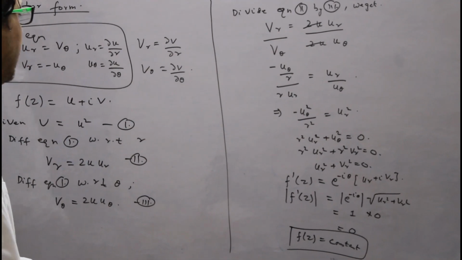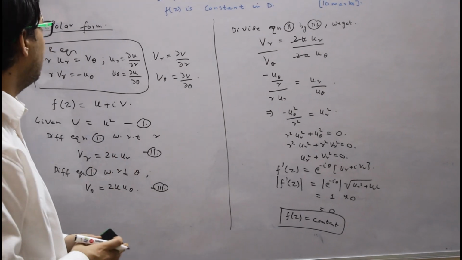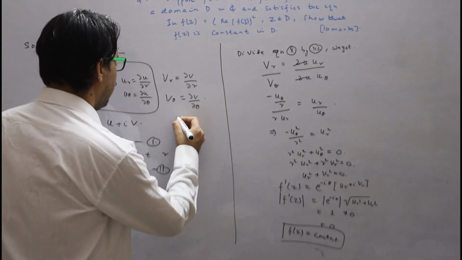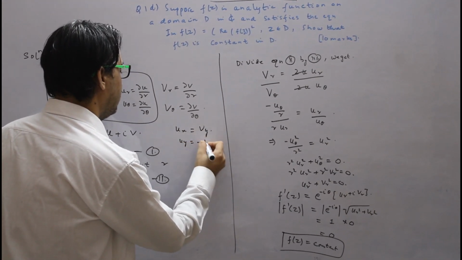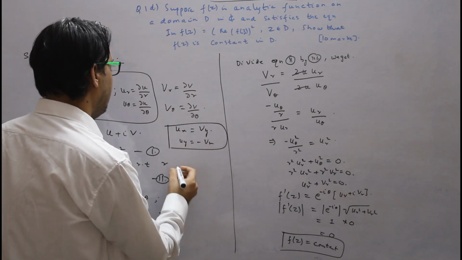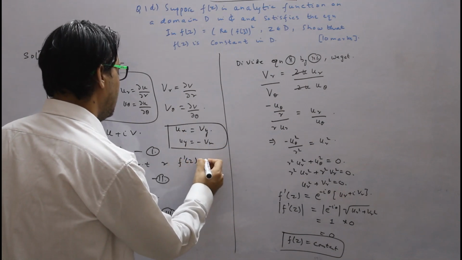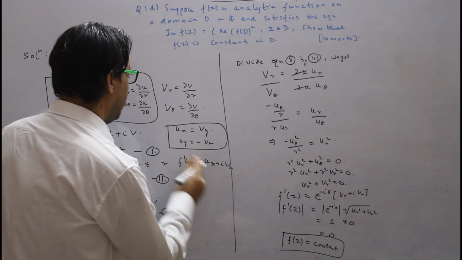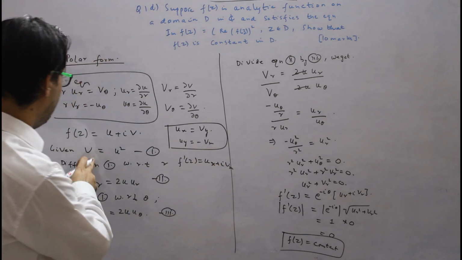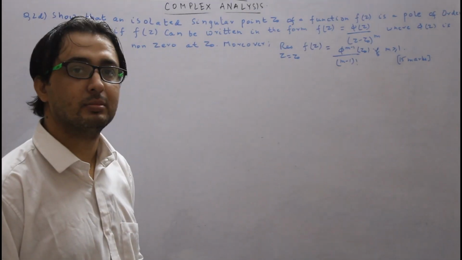You can use Cartesian form also. When you use Cartesian form, you can use the equations u_x is equal to v_y and u_y is equal to minus v_x. The same thing will follow. We will write f dash of z is equal to u_x plus i v_x, and again we are going to use this same thing.